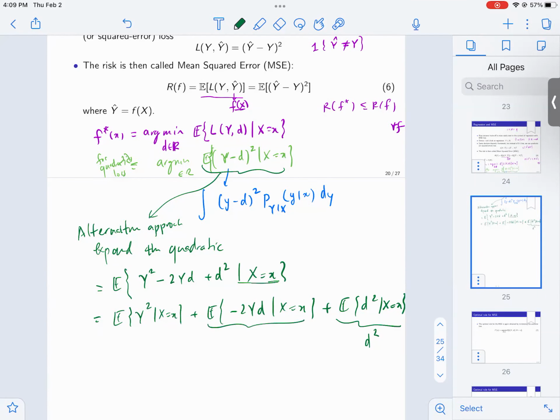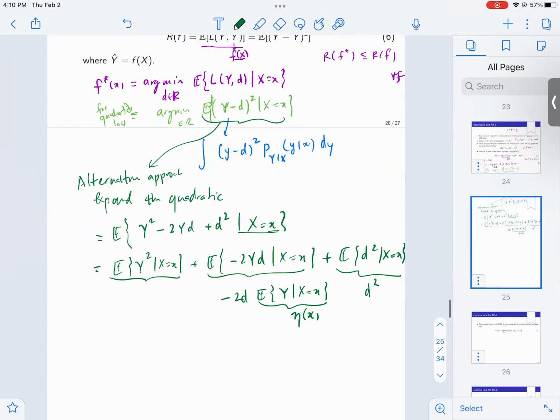How about this one? Negative 2d comes out, and you get the expectation of y given x. This thing we have called eta of x. So this is the actual regression function, if you remember. We use the same notation. How about the first term? This doesn't simplify, so we just leave it there. So you get the expectation of y squared conditional on x equal to x, minus 2d eta of x, plus d squared. Okay, so that's the function.